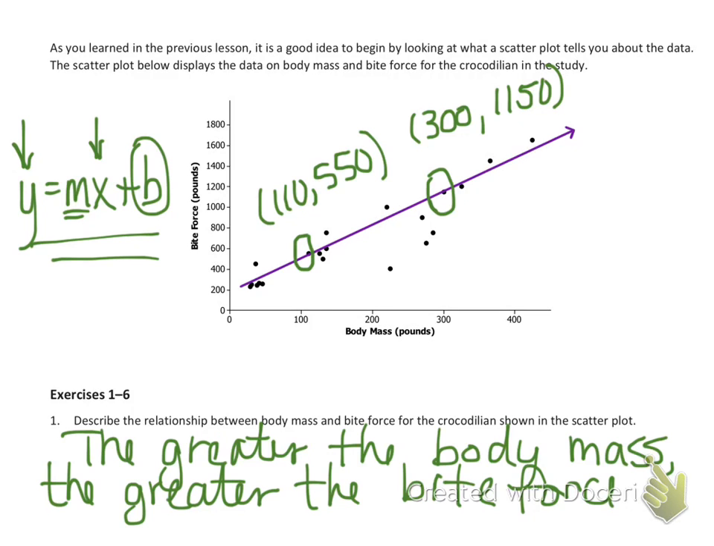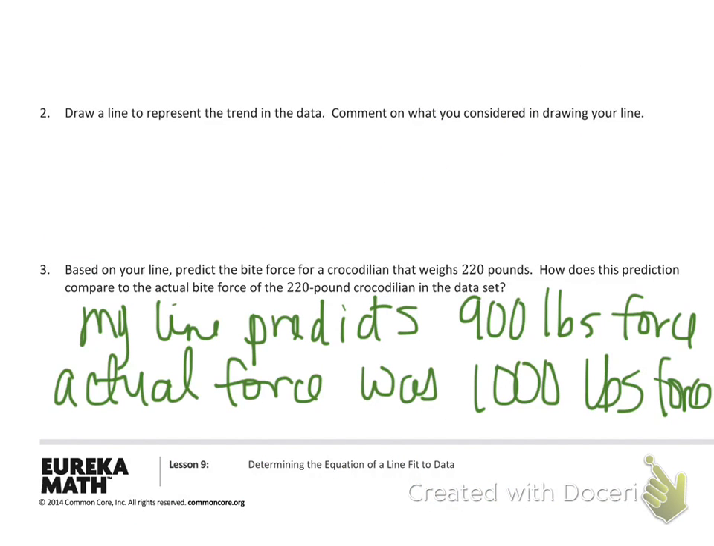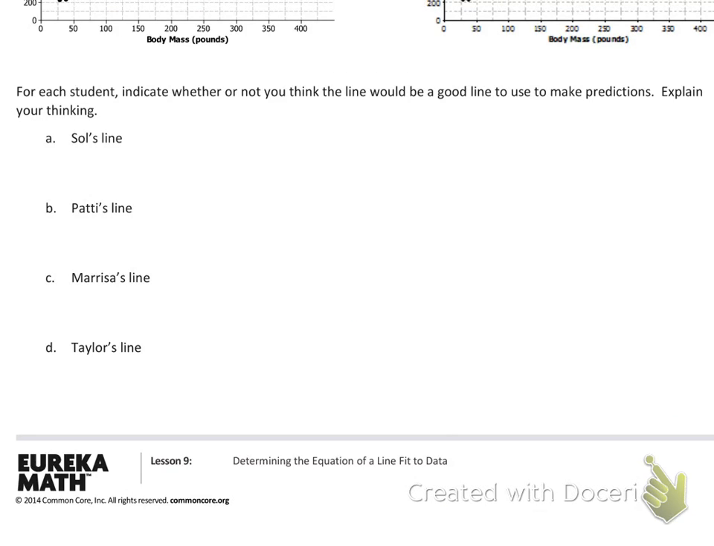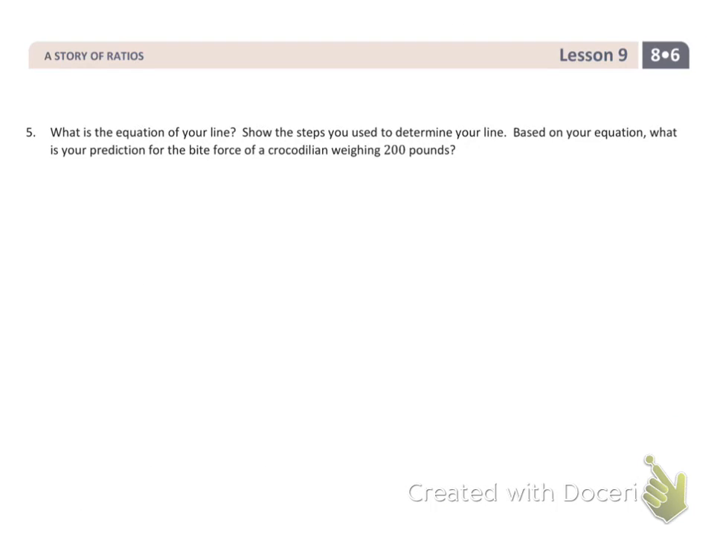equation of the line. So let's go back to our workspace for this problem. Here we're asked to find the equation of this line. So I'm going to jot down these points again. I have the point 300 and 1150, and the point 110 and 550. So a 300-pound crocodile has a bite force of 1,150 pounds per square inch, and then the 110-pound crocodile has a bite force of 550.